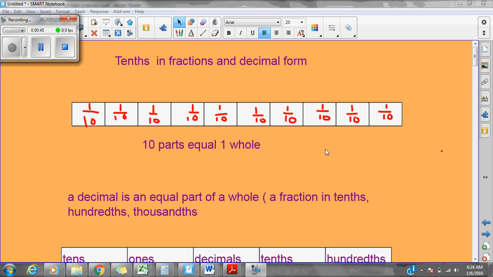Now, when you talk about things that are divided into tenths or hundredths or thousandths or ten-thousandths, those words sound familiar. The only difference is I have a TH on the end. You're talking about decimals. Decimals are fractions that are divided into tenths, hundredths, thousandths, ten-thousandths, and so on.